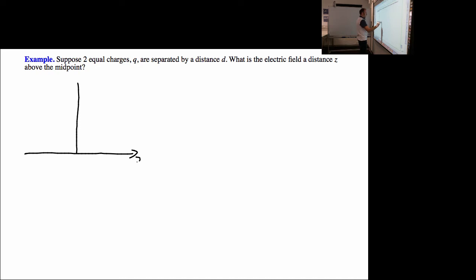Okay, so this is going to be our x-axis, and this is z. So we've got one charge located at some minus x, this is q, and we have another charge located at plus x, and that's another q. And we're trying to determine the electric field at this point above the x-axis. And here's our origin.